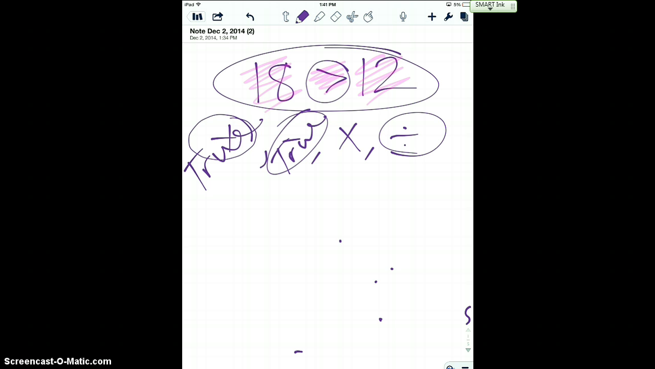I need more room. What about division? What's going to happen with dividing? Let's take an easy number to divide by, like 2. If I take 12 and divide it by that same 2, is my inequality going to remain true?